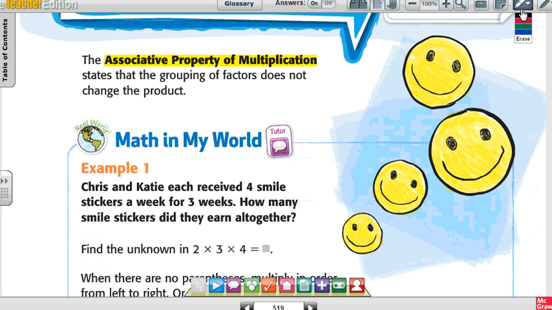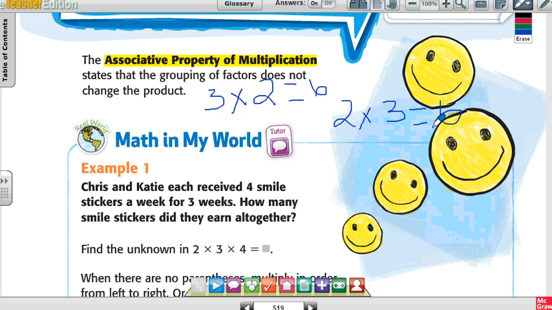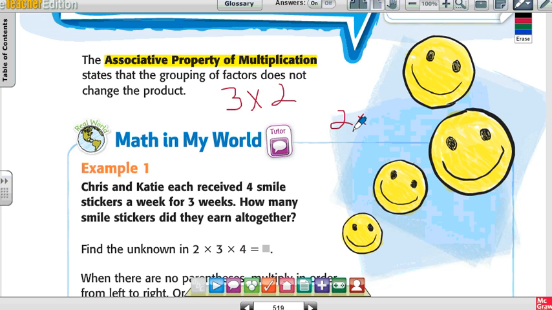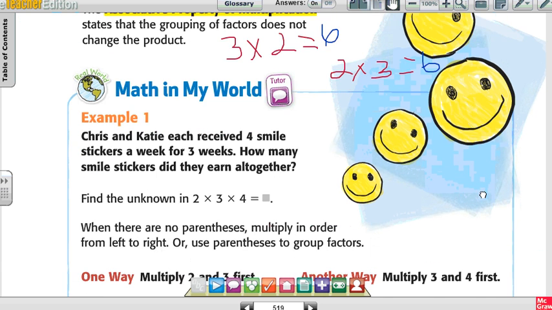Okay, if I have 3 times 2 or 2 times 3, the product is going to be the same, correct? Will the product be the same? Yes, 6. So again, 3 times 2 or 2 times 3, it's still going to be the same product. 6.